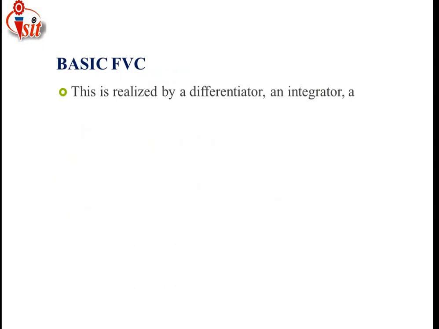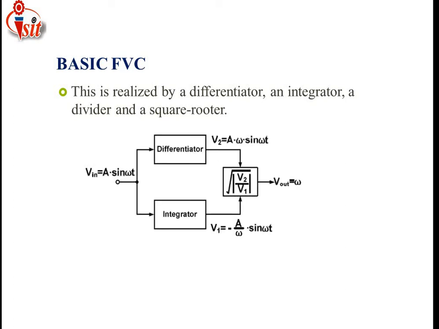Along with this, the basic frequency to voltage conversion, just see here, is realized by a differentiator and integrator, a divider and a square rooter. This is the basic structure related to frequency to voltage conversion.